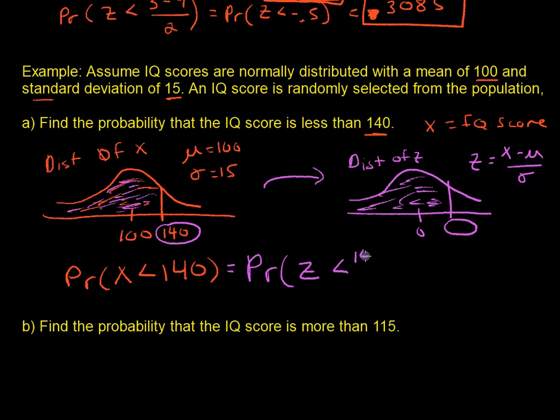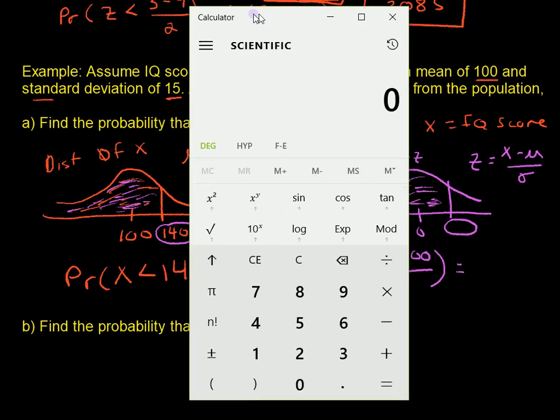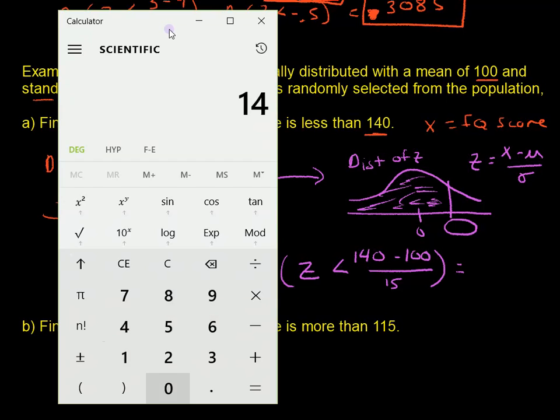So 140 minus mu, mu is 100, divided by 15. All right, might need a calculator for that. So let's go ahead and calculate that. 140 minus 100 is 40. And then divide that by 15. So we get 2.6.